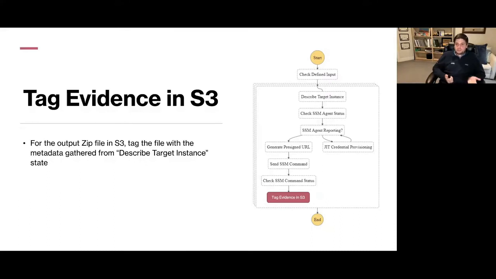And with this state, what's really interesting is, if you remember our first state in the step function in the map state, the describe target instance, where we got all that valuable metadata. Well, now we're tagging all of our output zip files with that metadata. So if someone wasn't familiar with the collection, they could quickly look at that output object in the evidence S3 bucket, and they would see a bunch of different metadata flags, maybe one around case ID, maybe one around original instance, account, region where this instance lived. So that output file will be tagged with a lot of appropriate metadata, and you can tailor that to your reporting needs.